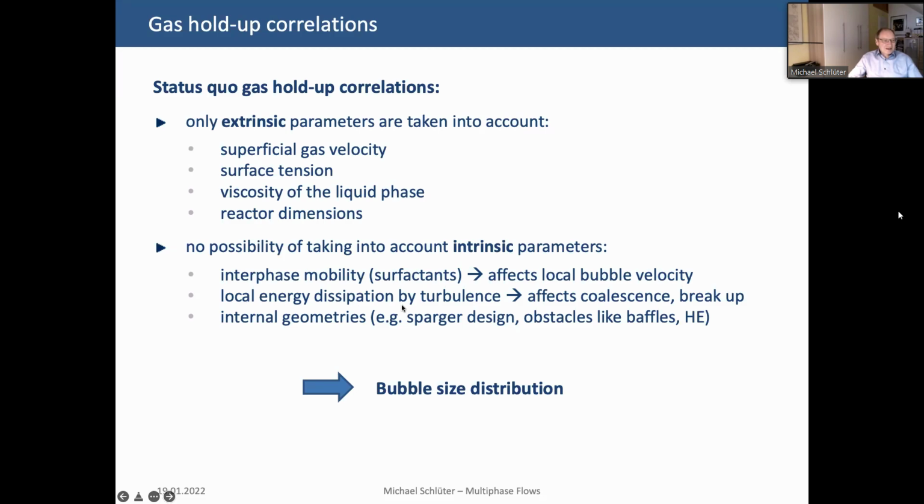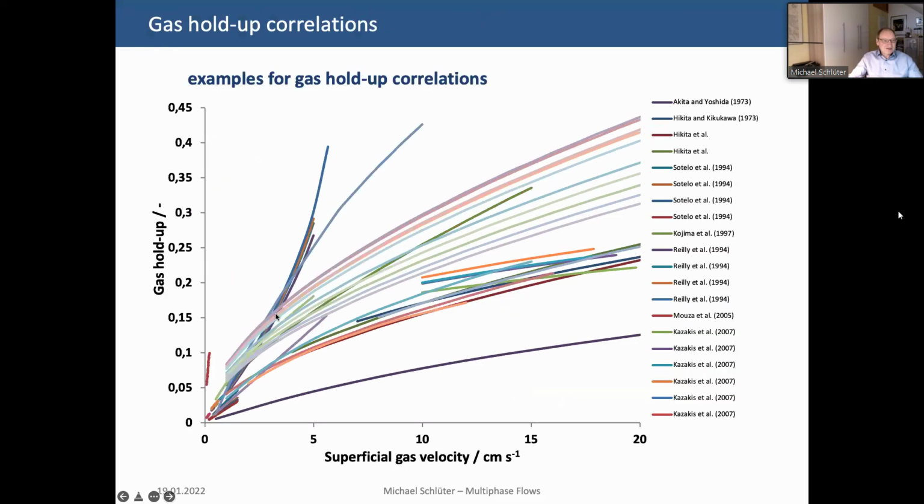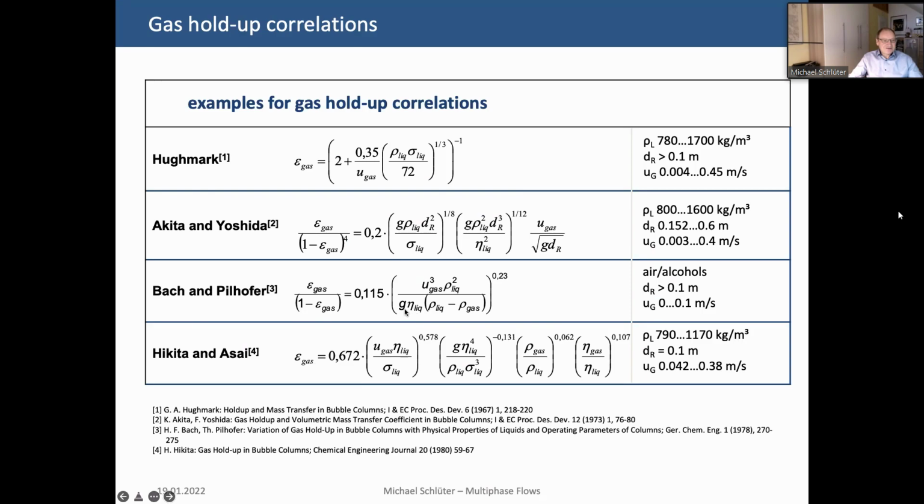Then local energy dissipation rates like turbulence are usually not taken into account for these hold-up correlations, because as we know, if we have a very turbulent system, we have very strong shear stress and we get very small bubbles. And this brings us to a larger gas hold-up, but this kind of turbulence is usually not taken into account in these correlations. I go back to the correlations to show it to you. So where is turbulence taken into account here?